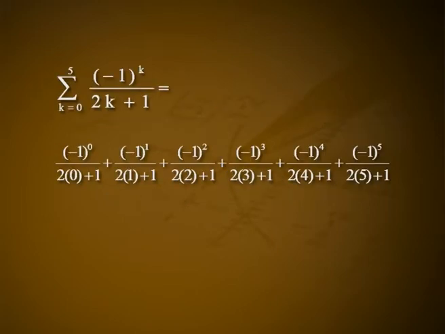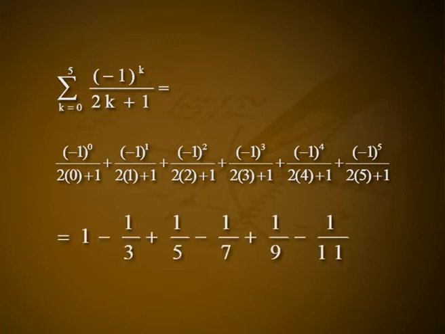2. Sigma k equals 0 to 5, minus 1 all to the power of k divided by 2k plus 1, is equal to minus 1 to the power of 0 divided by 2 into 0 plus 1, plus minus 1 all to the power of 1 by 2 into 1 plus 1, plus minus 1 all squared divided by 2 into 2 plus 1, plus minus 1 all cubed by 2 into 3 plus 1, plus minus 1 all raised to 4 by 2 into 4 plus 1, plus minus 1 all raised to 5 divided by 2 into 5 plus 1, which is equal to 1 minus 1 by 3 plus 1 by 5 minus 1 by 7 plus 1 by 9 minus 1 by 11.